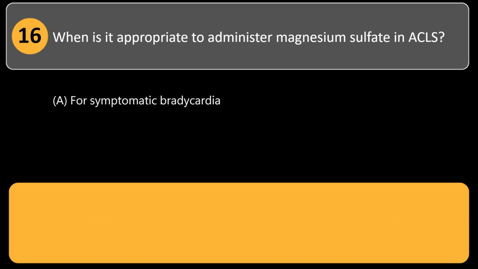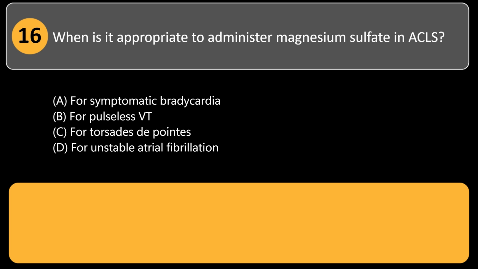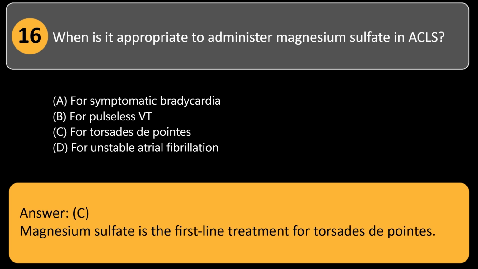When is it appropriate to administer magnesium sulfate in ACLS? A. For symptomatic bradycardia. B. For pulseless VT. C. For torsades de pointes. D. For unstable atrial fibrillation. Answer: C. Magnesium sulfate is the first-line treatment for torsades de pointes.